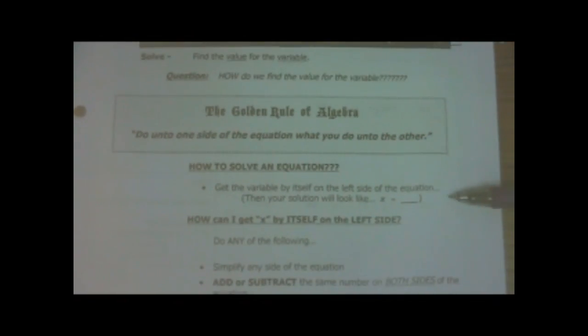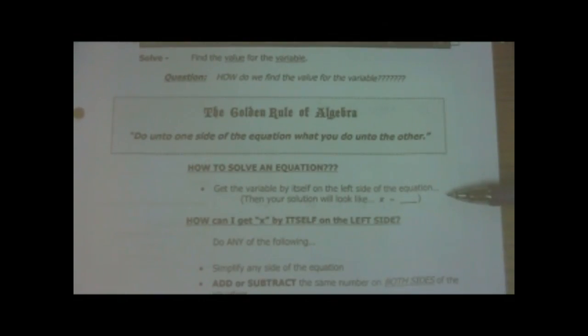So ultimately, how do we solve an equation? We want to get the variable by itself on the left-hand side of the equation, so your solution will look like x equals, and then you're going to write what number it equals. How do I get x by itself on the left side? Do any of the following. You can simplify a side of the equation. Usually, if you're going to simplify, there's a couple things you can do. You can combine like terms, or you can distribute. Those are ways that you can simplify.